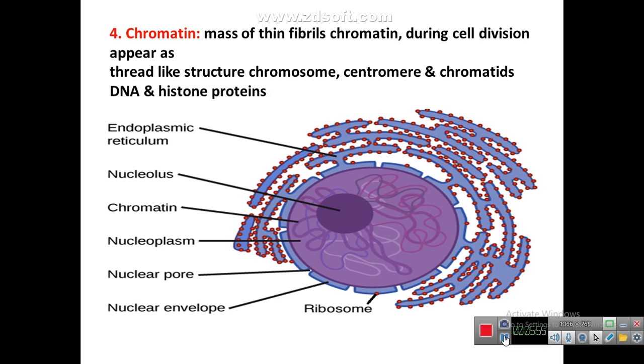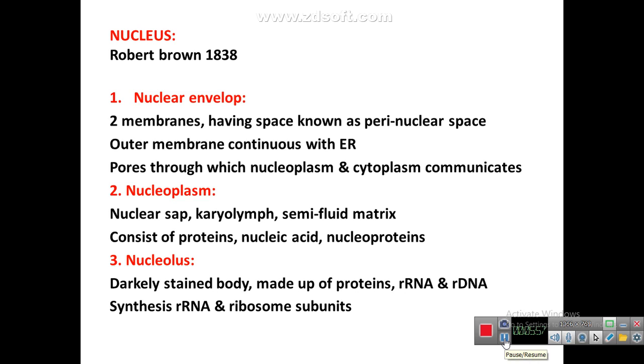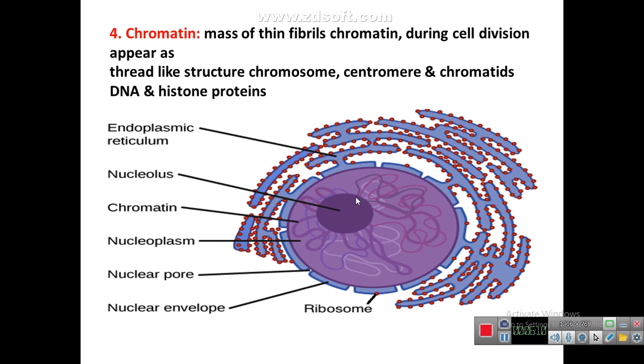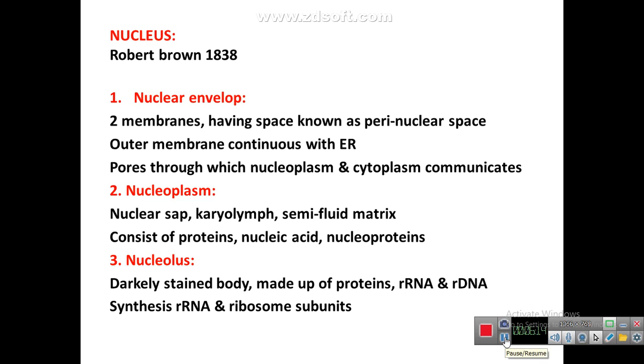Second, nucleoplasm, also known as nuclear sap or karyolymph. Karyo is the word for nucleus. It is a semi-fluid matrix, consisting of proteins, nucleic acid and nucleoproteins. In the nucleoplasm, the nucleolus and chromatin material are present. Third, nucleolus, a darkly stained body made up of proteins, ribosomal RNA and ribosomal DNA, the sequence of DNA that codes for ribosomal RNA. Function: it is responsible for the synthesis of ribosomal RNA and ribosome subunits.